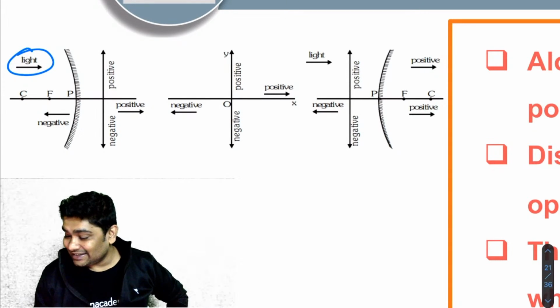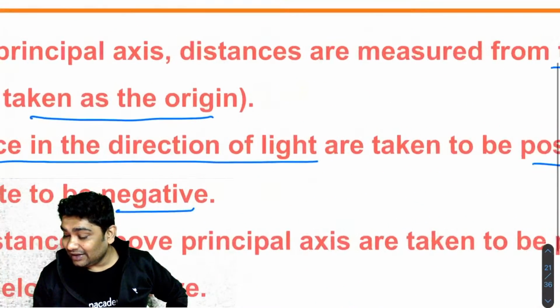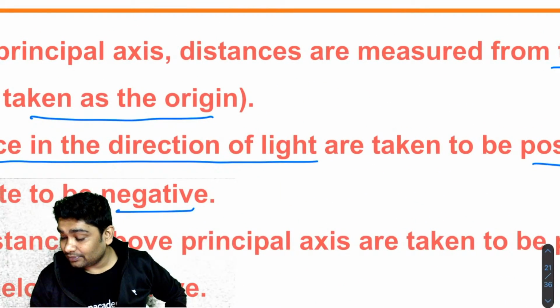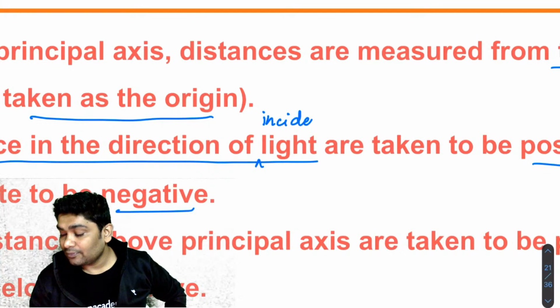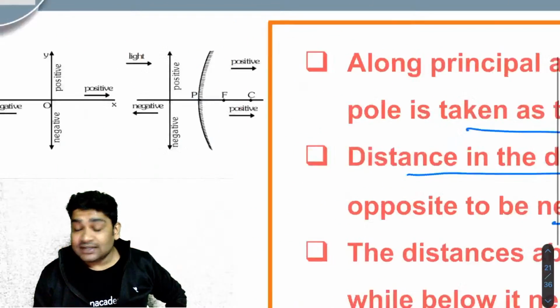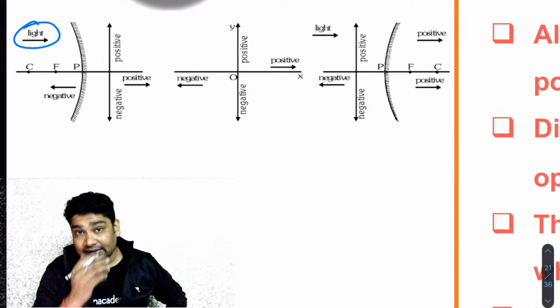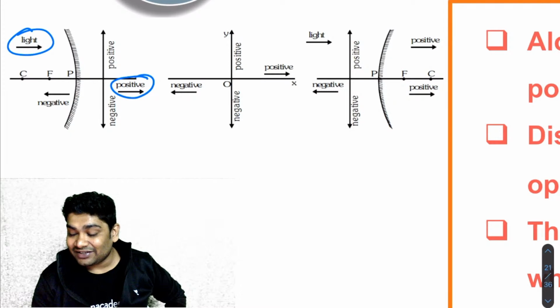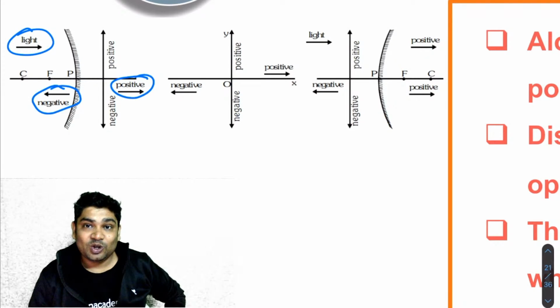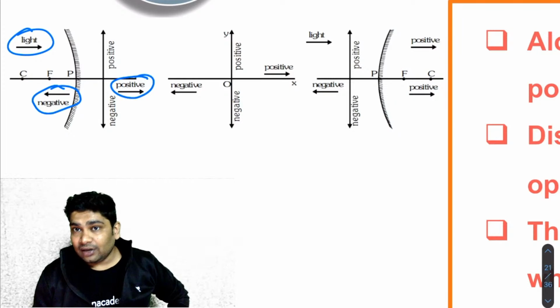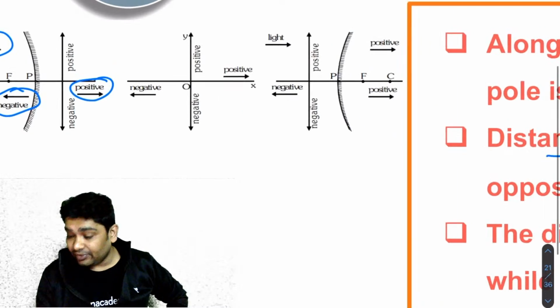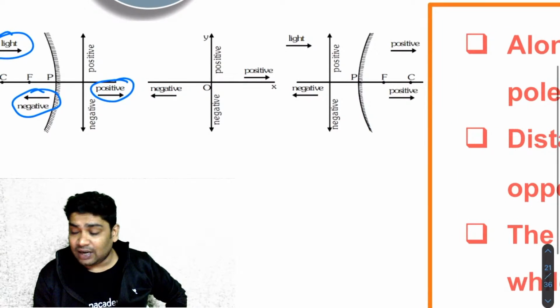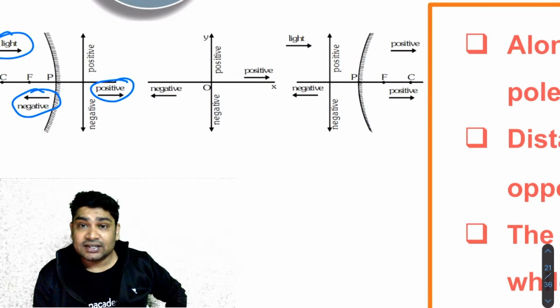So let's just add that: the direction of incident light. If the incident light is traveling towards the right, then the right direction will be taken as positive, as you have been shown here, and the left direction would be taken as negative. Similarly, even for a concave mirror or a convex mirror, it doesn't really matter. For both, it would be the same.